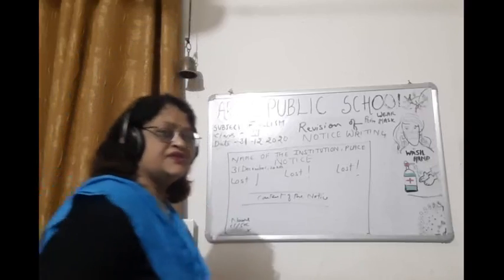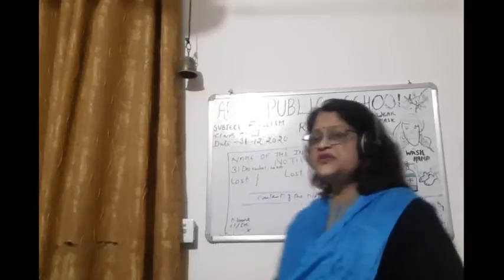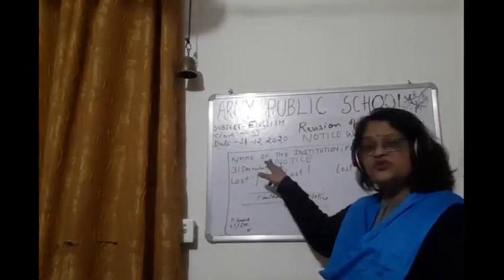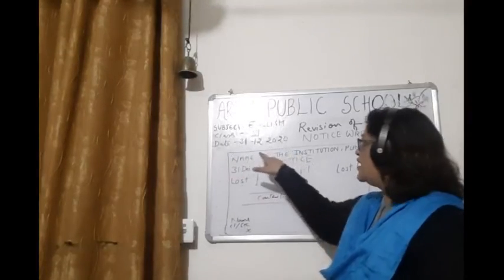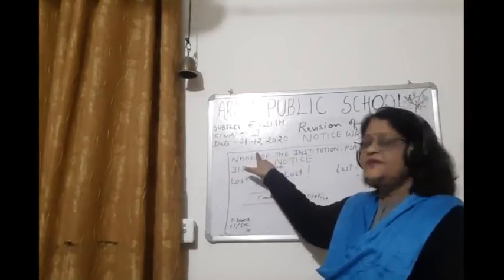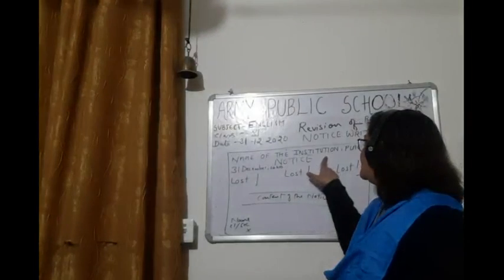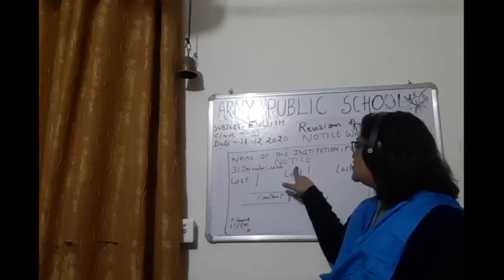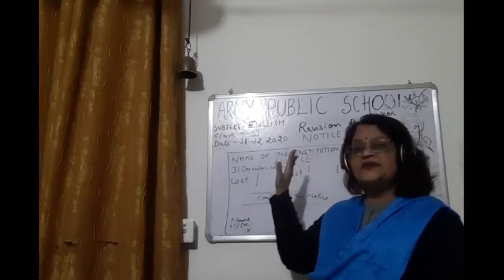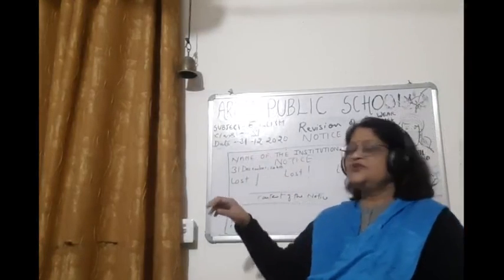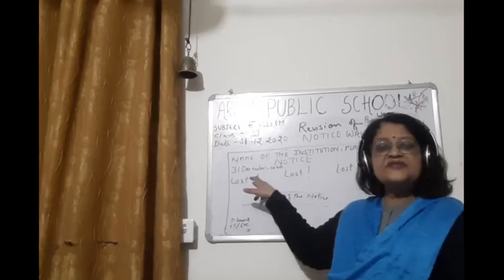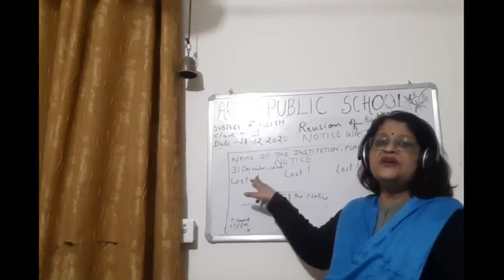Once again I revise how we write lost notices. So you can see name of the institution. First, you have to draw a box. Then you have to leave the first line blank. In the second line you have to write the name of the institution. In the third line you have to write notice. And then children, at the left hand side of the notice you have to write date. You can see how I've written the date, 31st December, comma 2020.